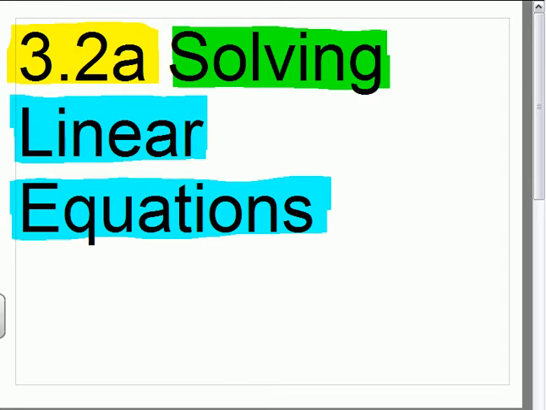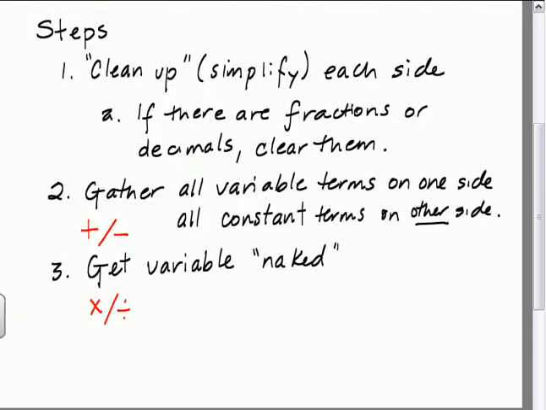In 3.2a, we'll be solving linear equations, and basically what we're going to be doing is putting together everything that we already covered in section 3.1. So let's take a look at those steps that we follow. One thing I want to point out, you may use every one of these steps, and you may need only one or two of these steps, but you need to check at each case, in each problem, to see if you need to do the steps.